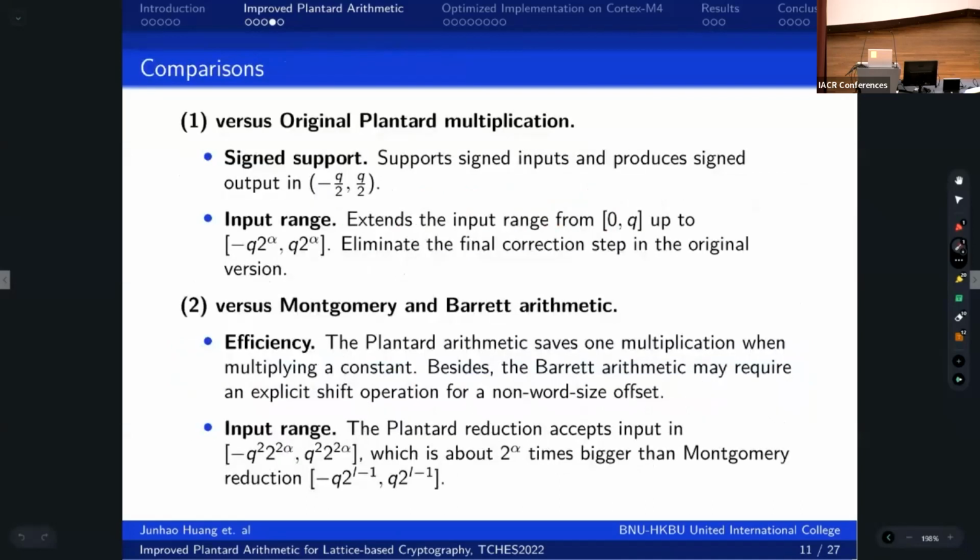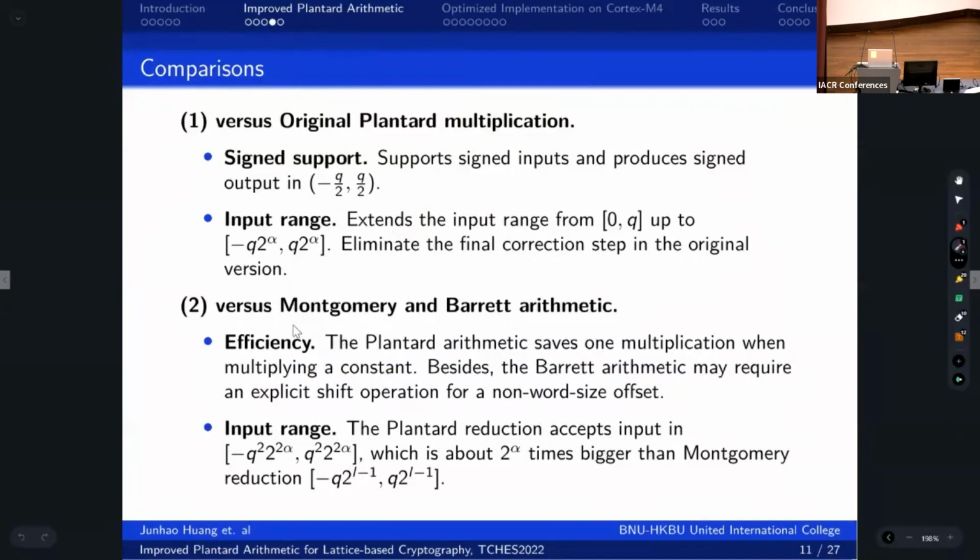So compared to the original Plantard multiplication, the improved Plantard multiplication supports signed input and produces signed output. And besides, we also managed to extend the input range from 0 to Q up to a larger domain, which eliminates the final correction step in the original version.